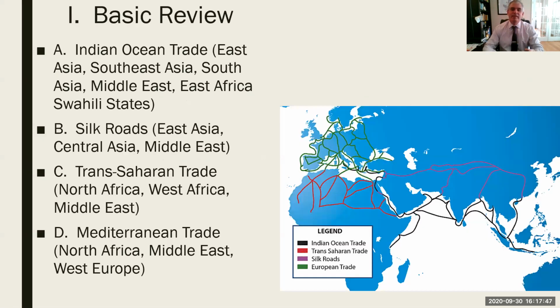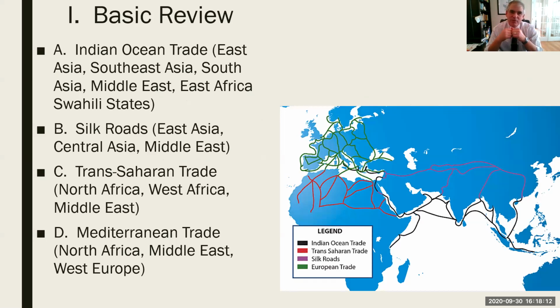I'm not going to spend a lot of time talking about these four different trade networks. You have the Indian Ocean trade, which is labeled on this map in black lines. And the Indian Ocean trade deals with East Asia, Southeast Asia, South Asia, Middle East, East Africa, and Swahili states. So this connects several regions together in one common trade network.